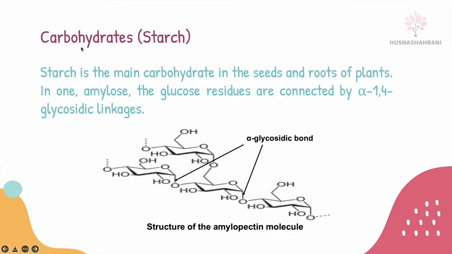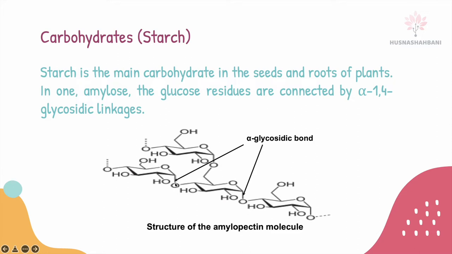Example for carbohydrate, we have starch and cellulose. So for starch, starch is the main carbohydrate in the seeds and roots of plants. In amylose, the glucose residues are connected by alpha-1,4 glycosidic linkage. So this is alpha glycosidic linkage or alpha glycosidic bond.